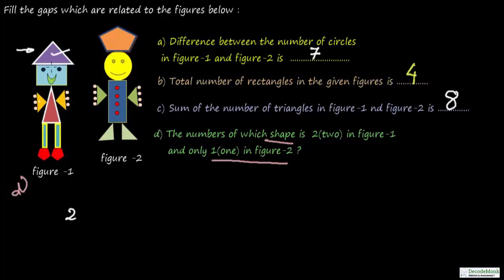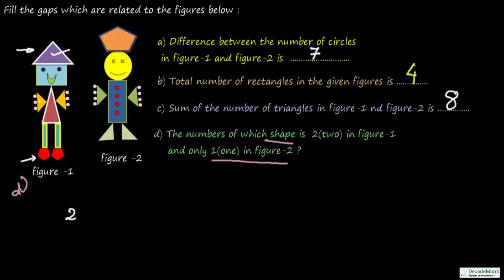So triangle is not that shape. Next we see a rectangle, the face is rectangular. So rectangle: 1, 2, 3. Rectangle is also 3, so rectangle is not the shape we are looking for. Next comes triangle, which we have already counted. On the rectangular face we have circles: 1, 2 and the fingers 3, 4, 5, 6, 7, 8. So circle is also not the shape occurring twice in figure 1. Rectangles we have counted, circles we have counted, triangles we have counted.